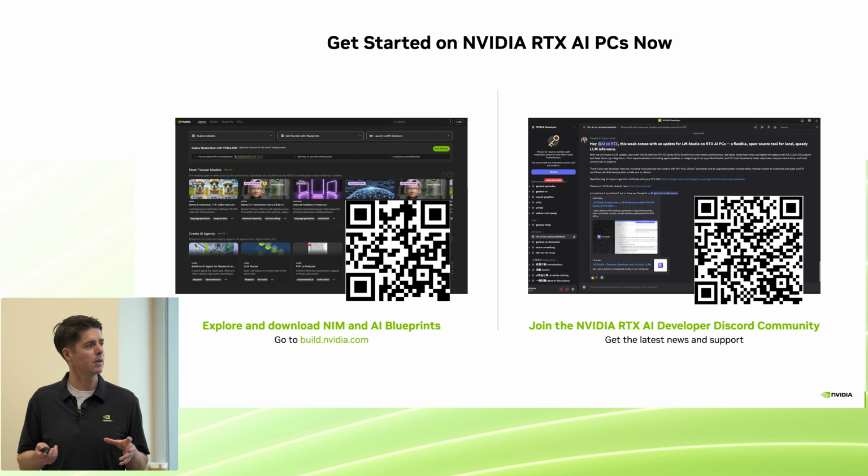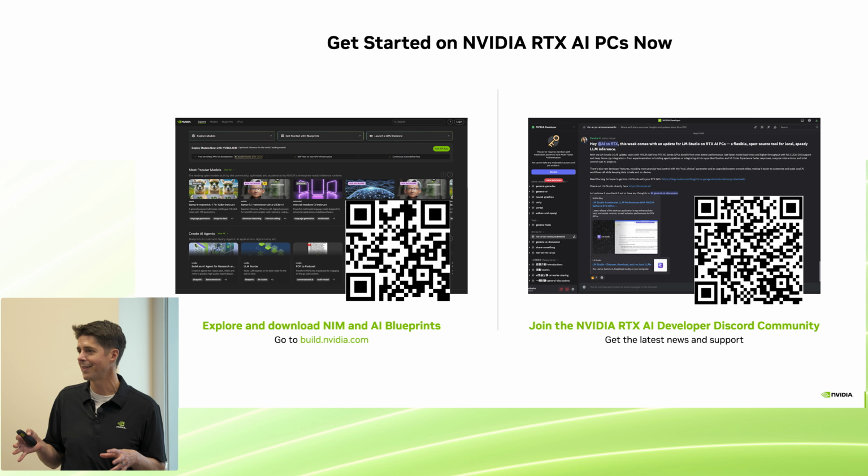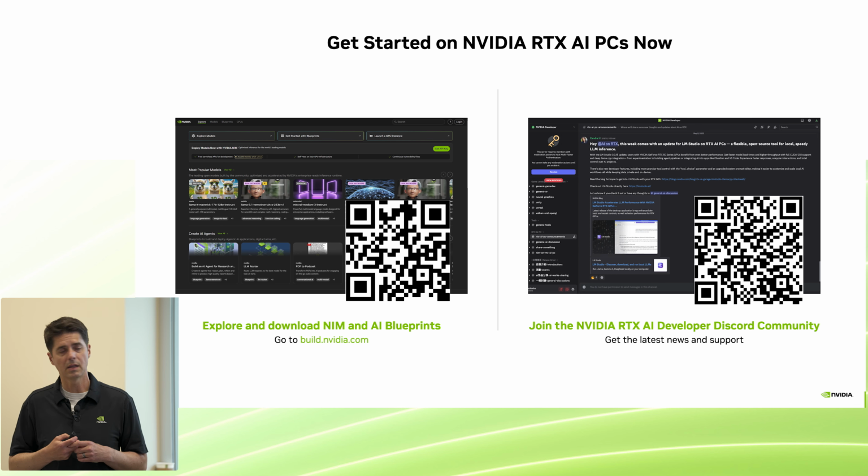So for next steps, you can explore and download NIM and AI blueprints at build.nvidia.com. There's a QR code you can use there. Or you can also join the NVIDIA RTX AI developer Discord. So a number of us are on that Discord. You can ask questions there, get answers both from NVIDIA folks and other folks in the community. And you'll also see the latest news there.